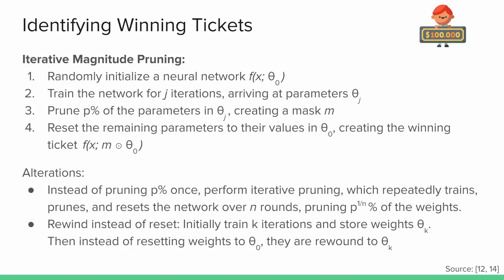There are some alterations of this algorithm. For example, instead of pruning the network just once and then training that subnetwork, we can perform iterative pruning, which repeatedly trains, prunes, and then resets the network over n rounds, always pruning just a certain part of the weights. And instead of resetting all the weights to the initial weights, we can also go back just a few steps by using so-called rewind instead of reset. So we take snapshots and only go back a few steps for all the weights that should be rewound.